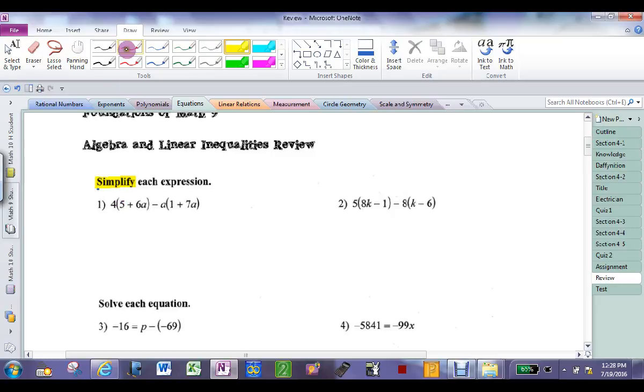So of course, this is 20 plus 24a minus 1a minus 7a squared. Now you collect your like terms. The only like terms there are the a's. 20 plus 23a minus 7a squared. That is all you need to do. If you put it in the right order, that's fine. It doesn't need to be in any particular order.